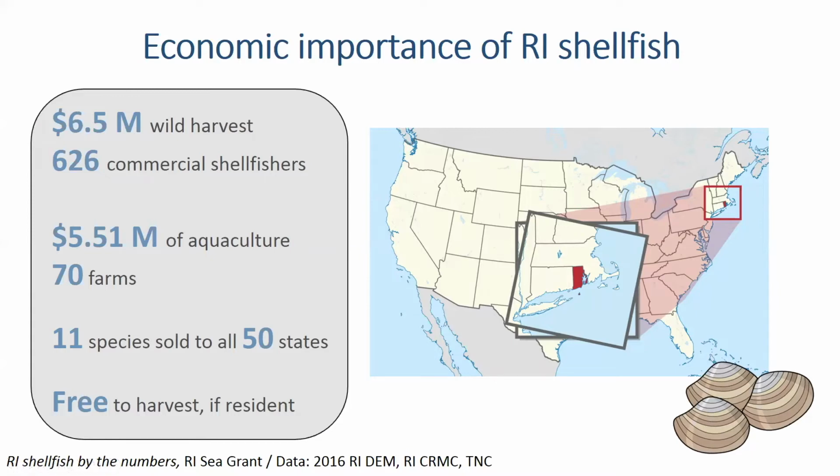We have $6.5 million tied up in wild harvest. We have many, many commercial shellfishers. We have widespread aquaculture with 70 farms. We have 11 different species of shellfish sold to all 50 states, and it's free to harvest if you're a resident as long as you have a permit. We have these numbers here from 2016 RIDEM.